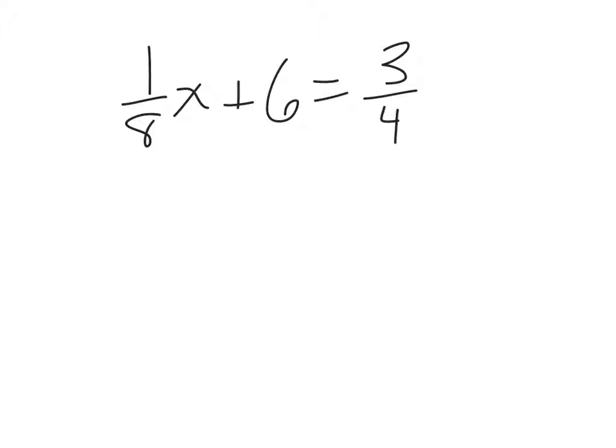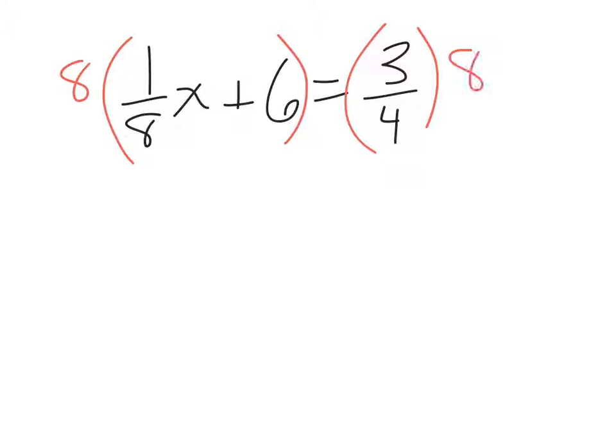I'm going to show you first with the common denominator method. The common denominator of 8 and 4 would be 8. So what that means is we have to multiply both sides of this equation by 8. And so over here on the left, 8 needs to be distributed to the 1/8 x, and then since that's being added to 6, it also needs to be distributed there to the 6.